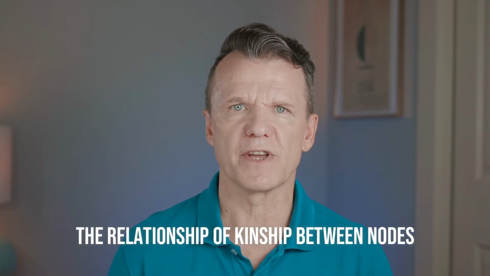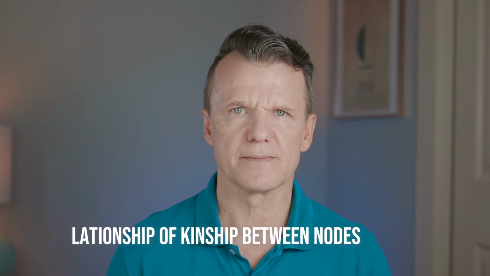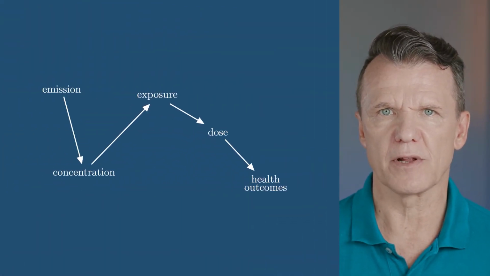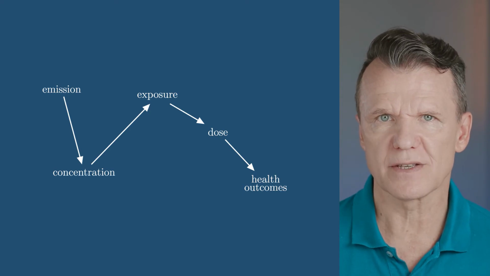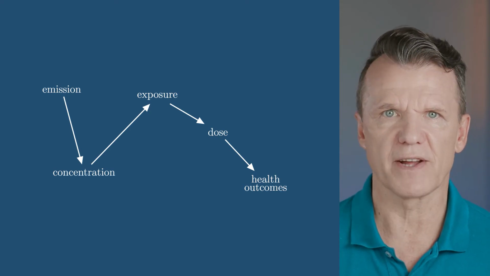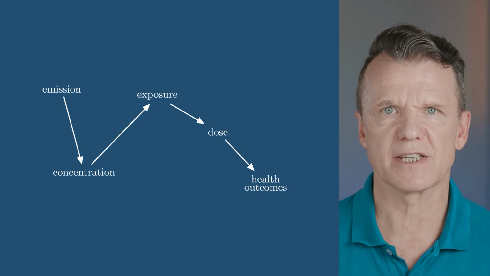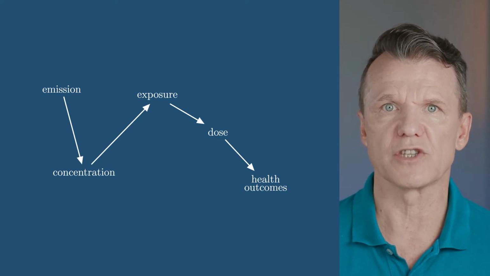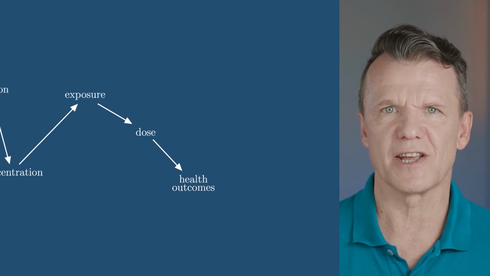A simple but rich idea is the relationship of kinship between the nodes. Node A is the parent of B, and B is a child of A when there is a single-headed arrow from A to B. We use kinship language to describe chains of dependencies. For example, in environmental health, we look at emissions. Emission affects concentration, which affects exposure, which in turn affects dose, and finally health status.